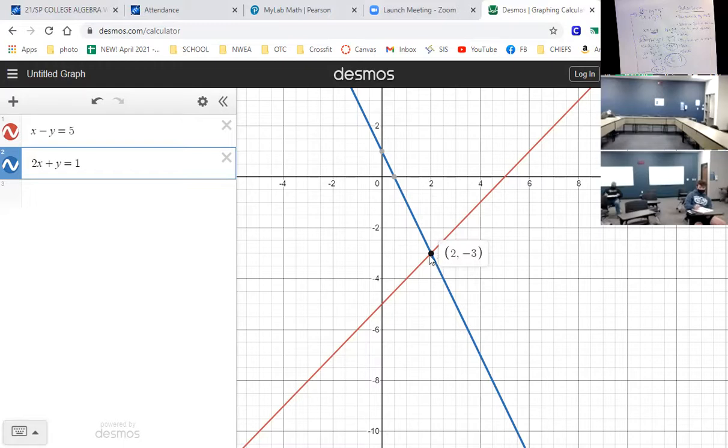And the good thing about using Desmos is you don't have to manipulate your equations. You can type them in pretty much exactly the way they look. Just put them in 2 different boxes. It'll graph both lines, look for where they cross.